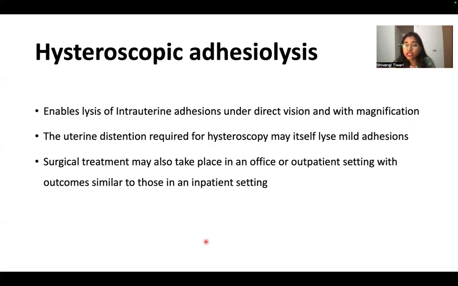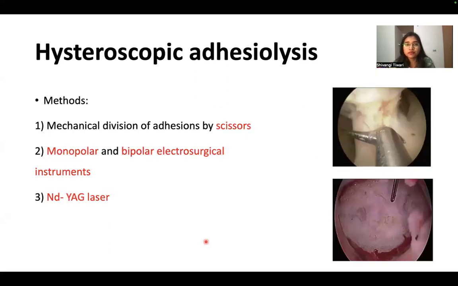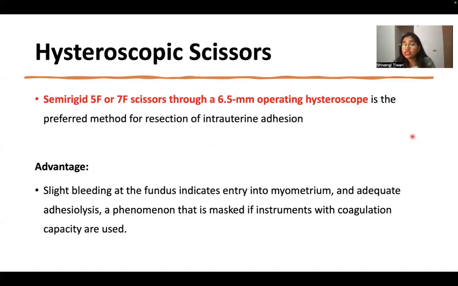Surgical treatment may also take place in an office or outpatient setting with outcomes similar to those in an inpatient setting. So, what hysteroscopic adhesiolysis methods are available? We can do it by scissors, by monopolar or bipolar electrosurgical instruments, or we can use Nd:YAG laser. This picture is showing scissors being used. First is hysteroscopic scissors.